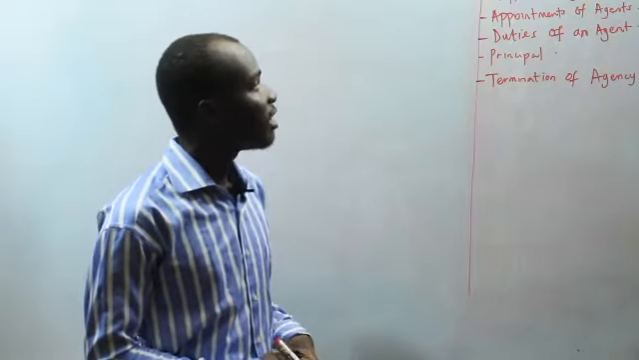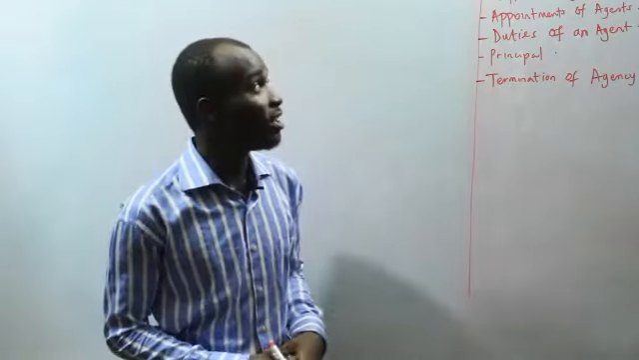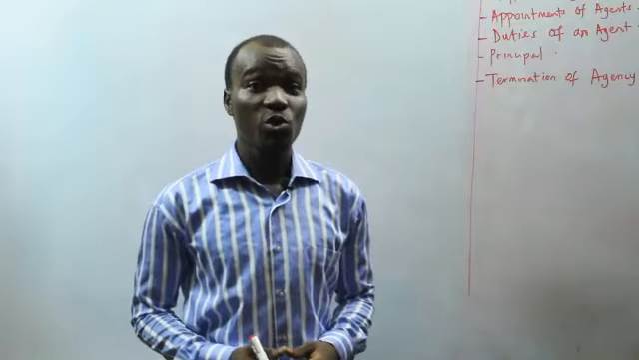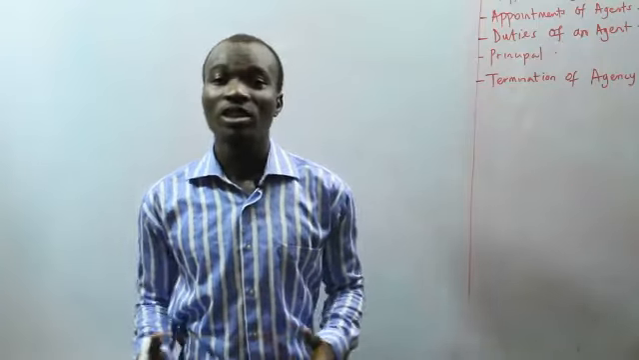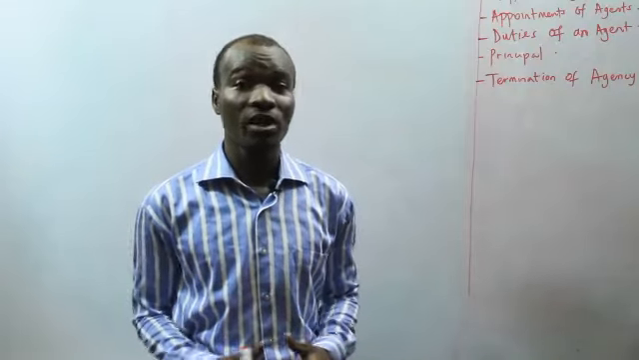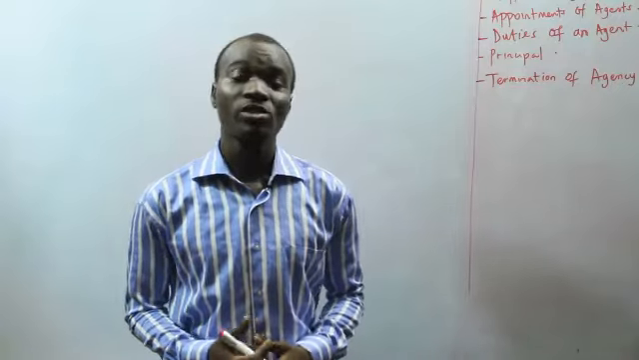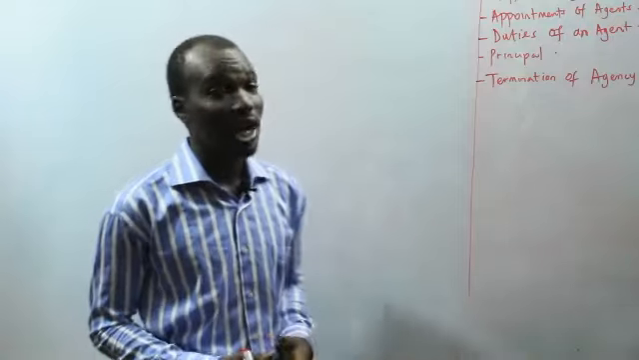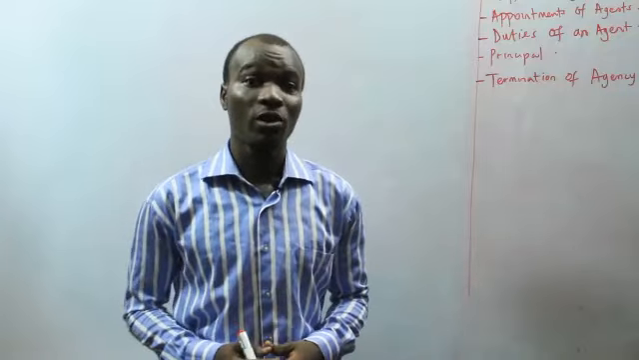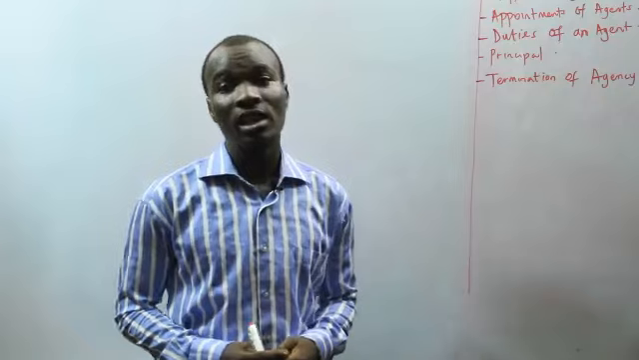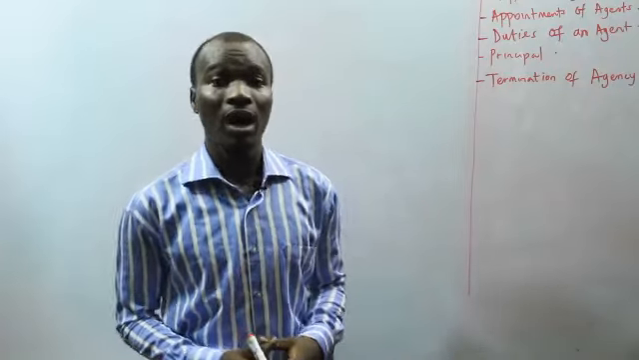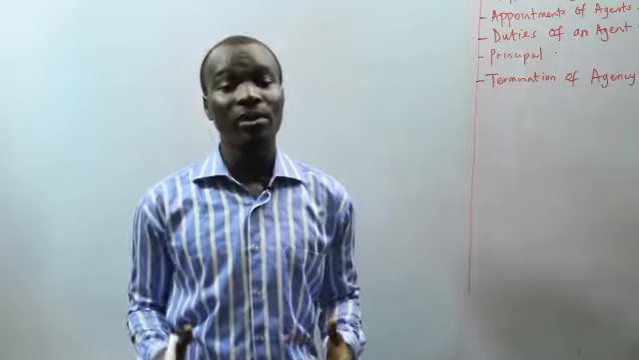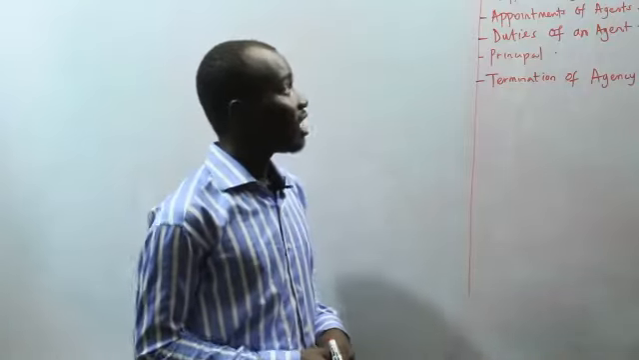The first thing we have is the definition of agency. Generally, agency is a relationship that arises between two parties, in which one party is known as the agent, who is employed by the other party called the principal, to bring him or her into a contractual agreement with a third party. So agency arises when the principal appoints another party known as the agent to bring the principal into another form of agreement with the third party. That is what agency is all about.